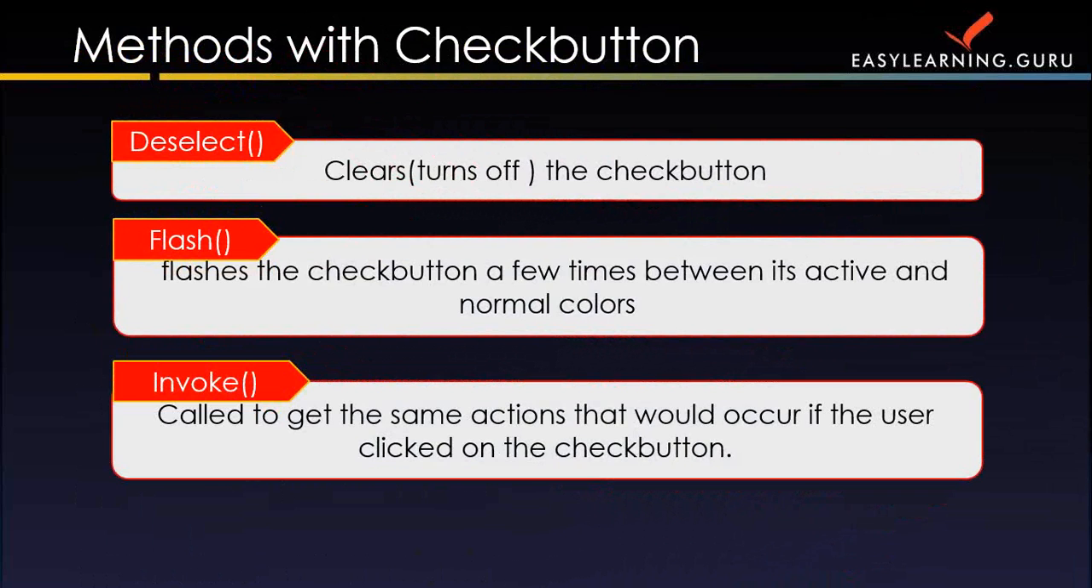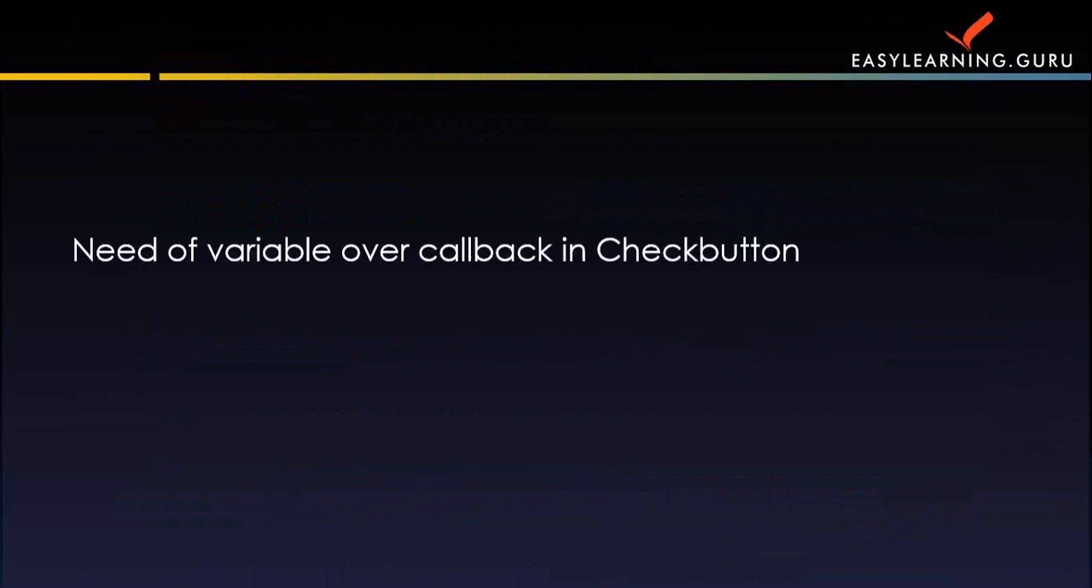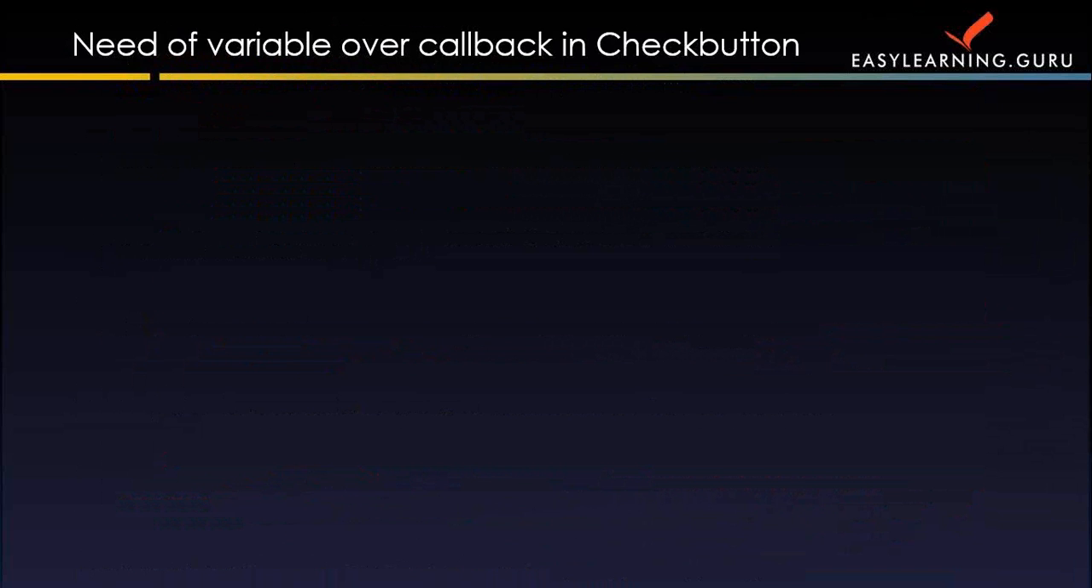Then we have invoke, which you call to get the same actions that will occur if the user clicked on your check button. Then we have select, which selects the button, that is, sets the value to your on value. So these are the main methods associated with your check button. Next we'll talk about the need of the variable over callback in your check button. Why do we need a Tkinter variable here at all?